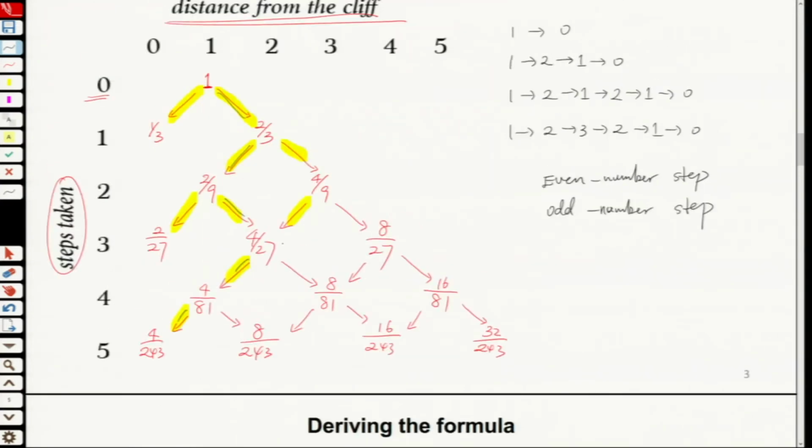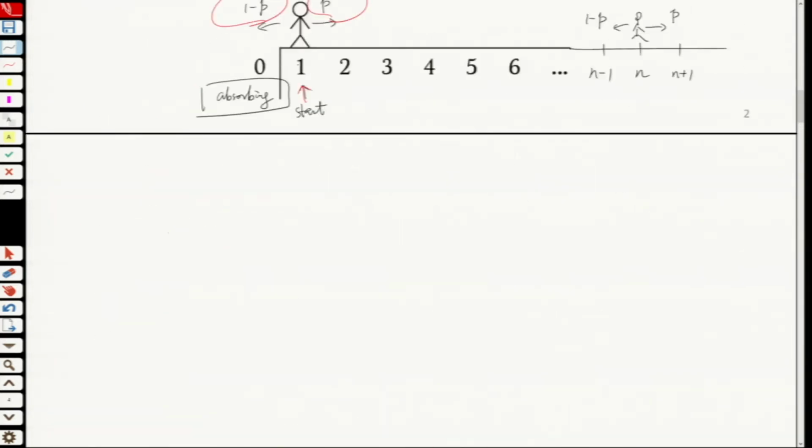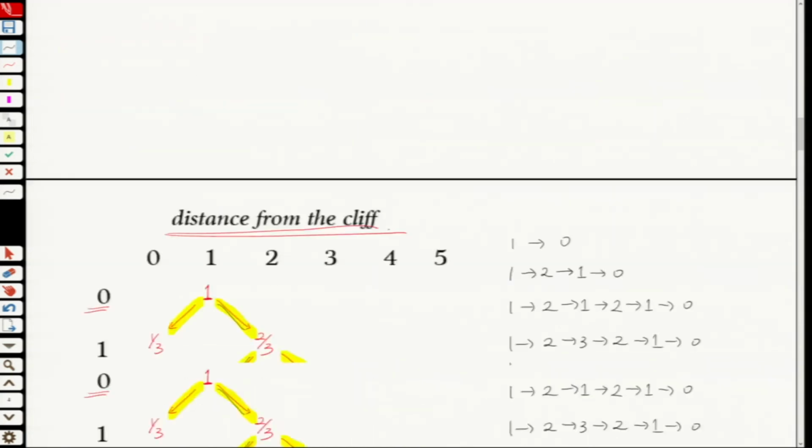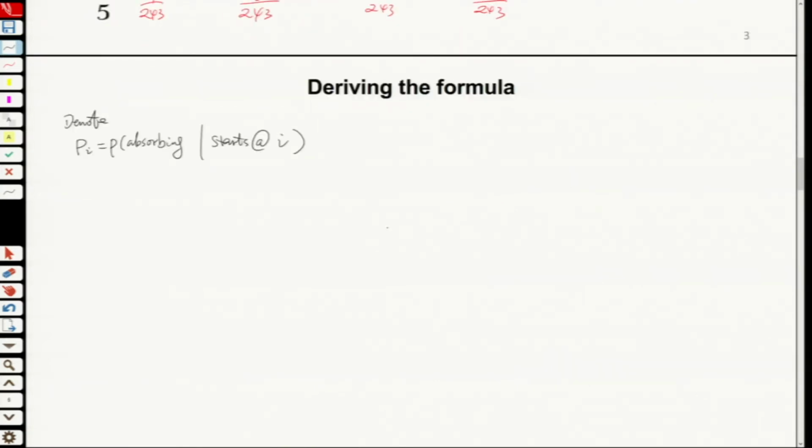You see, if you start at 2, distance from the cliff 2, what's the probability to get absorbed? If you start at 3, what's the probability to get absorbed? This i denotes the distance or number of steps from the cliff, or this i denotes where you are. You could be here or you could be here. So what's the probability of P_1? So what is P_1?